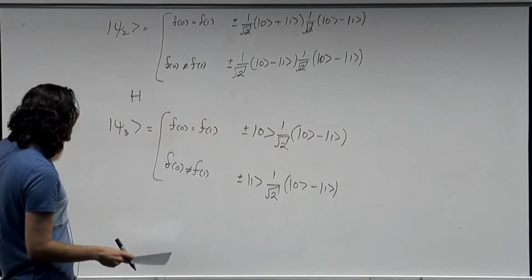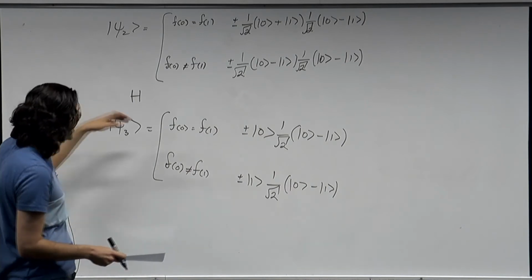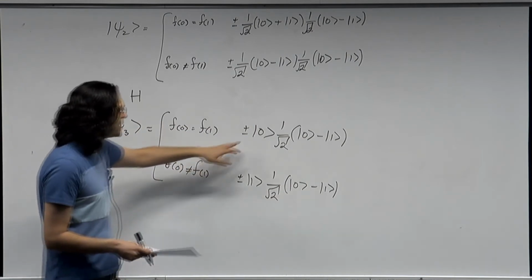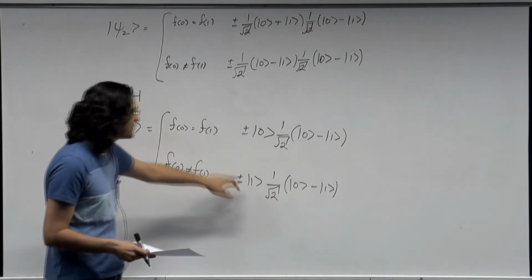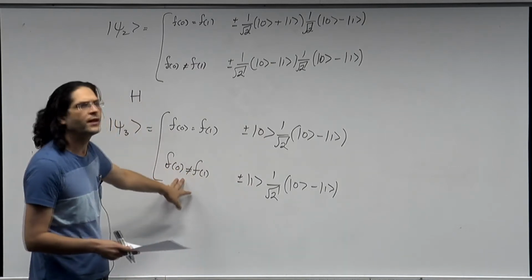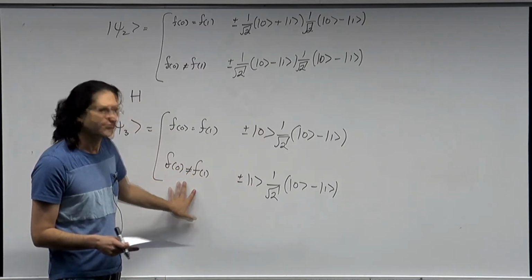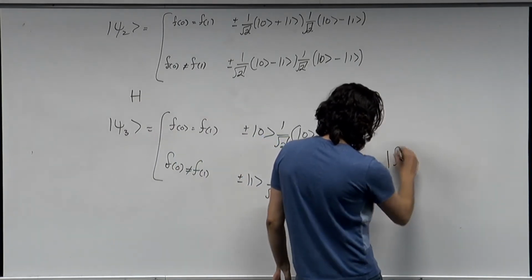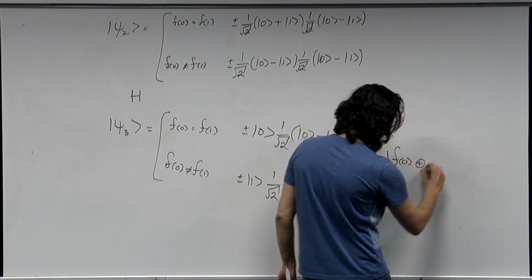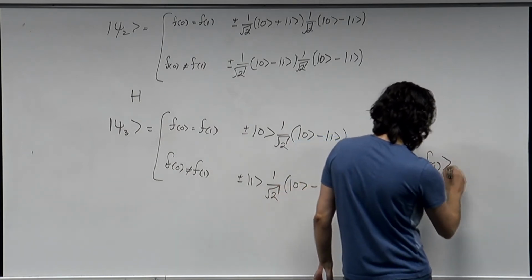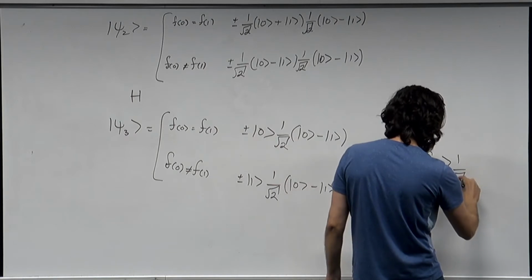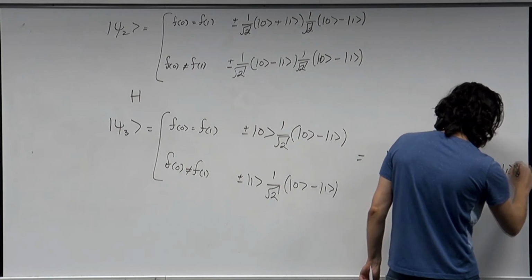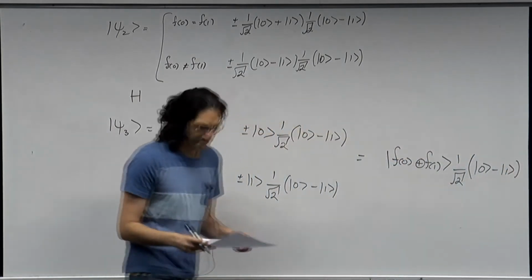And now the situation is pretty clear. Because you can measure the first qubit. And if the first qubit gives us 0, then we know we're in this situation. And if the first qubit gives us 1, we know that we're in this situation. A shorthand for writing this is just saying that our state here equals f of 0 bitwise f of 1, times 1 over square root of 2, 0 minus 1. Okay?